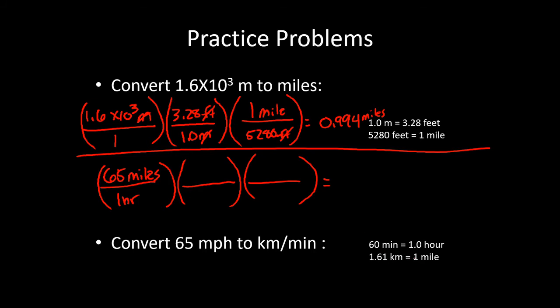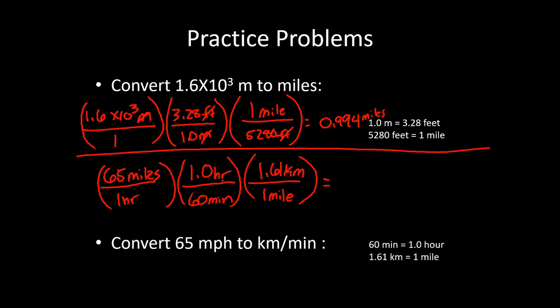And once again, I've given you the ones that you need here. One of them you already know, which is there are 60 minutes in every 1 hour. Now we're going to want to put the 1 hour on the top because the 1 hour is on the bottom here. And we want those to go away and leave us with minutes. So we're going to put 60 minutes here on the bottom. For the second conversion factor, we want the miles on the bottom and 1.61 kilometers on the top, because again we want the miles to cancel out here.